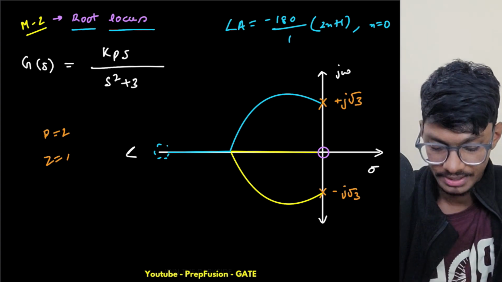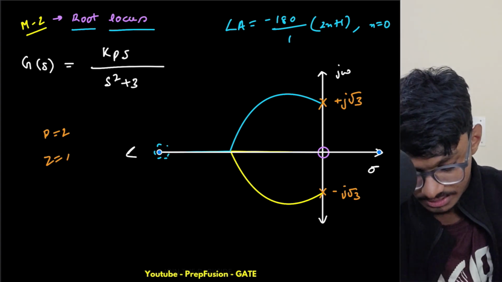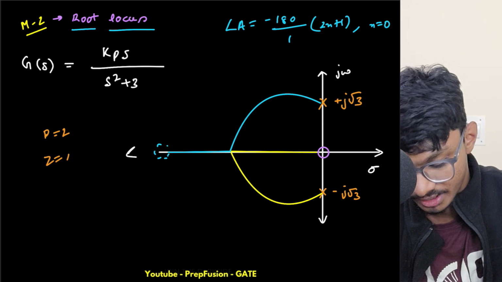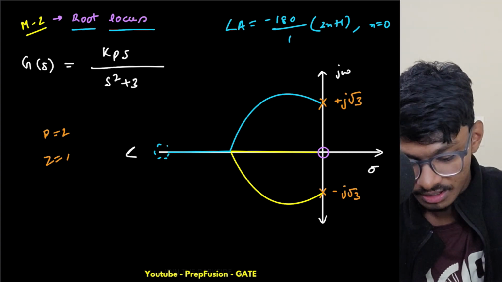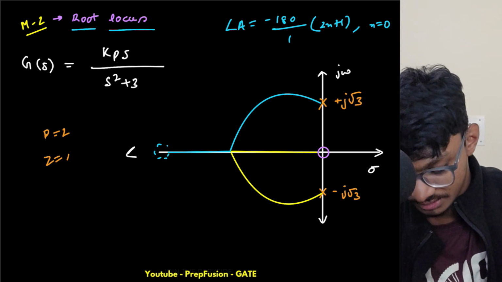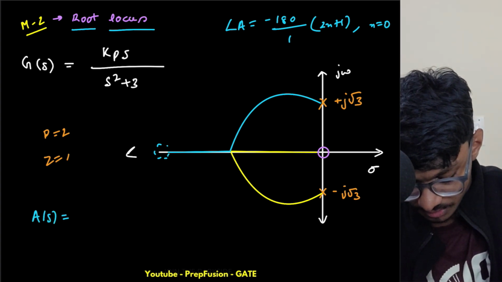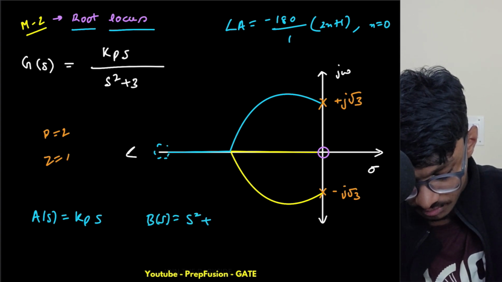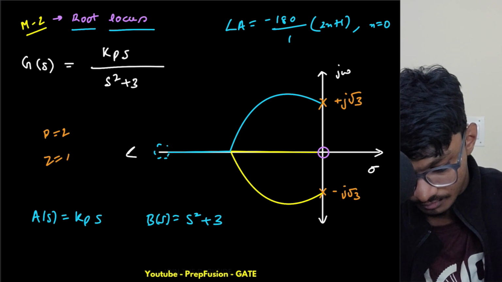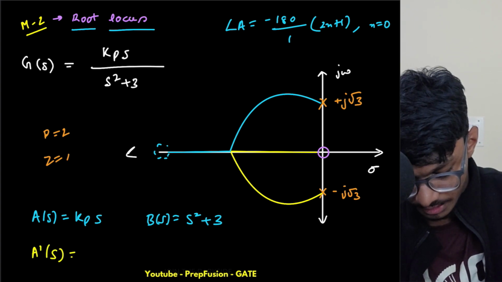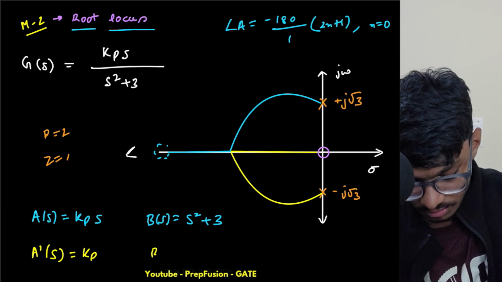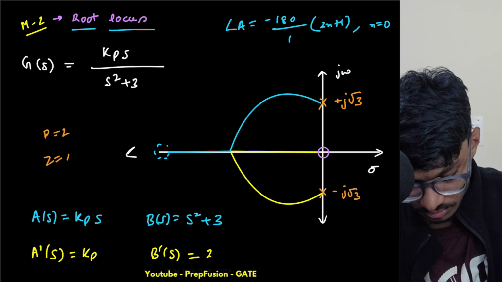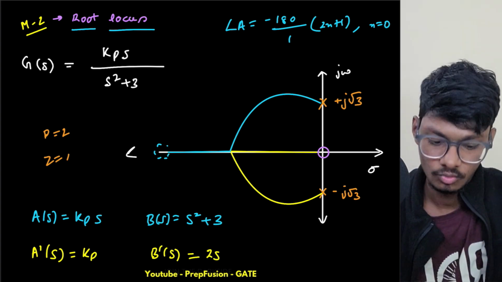So basically what I can say is this point is root 3, this point is root 3. So let's find the break-in point. For the break-in point I will again use the same formula. A of s, the numerator, is simply Kp s, and B of s, the denominator, is simply s square plus 3. Again I will differentiate this. A dash of s equals Kp, and B dash of s simply equals 2s.